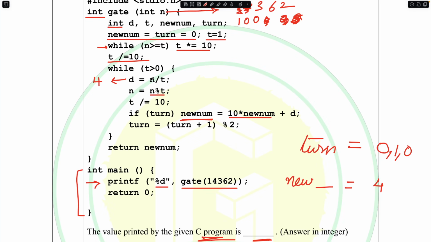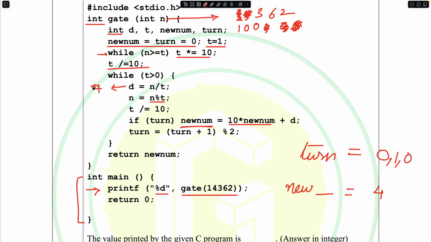This d is going to become what? It is going to become 3. N is going to become what? 3 is going to be removed from here. T is going to become what? 1 0 is removed, right? Turn is basically 0, so that is not going to happen, and turn is going to become 1 again, right? And then another iteration comes. T is still greater than 0.